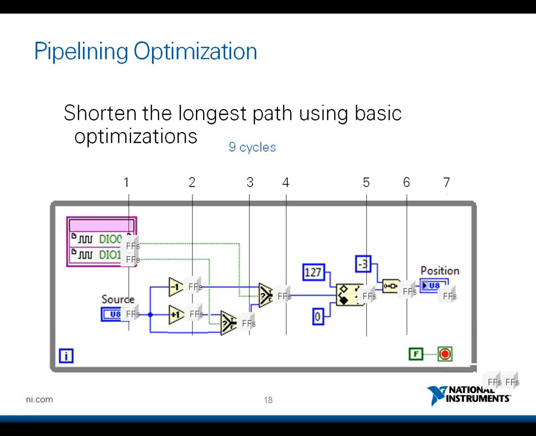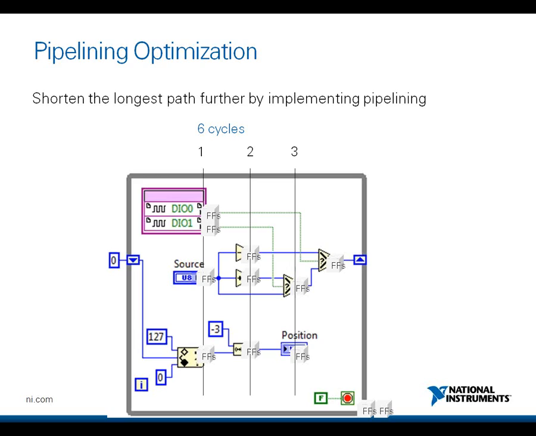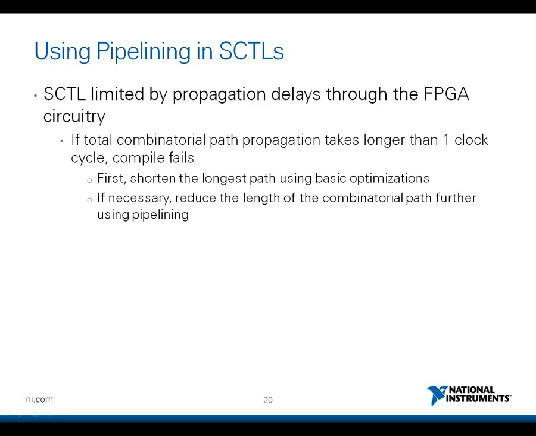Okay. Now what we can do is we can use pipelining and break the code into 2 parts. Now this code executes in 6 cycles. So we have reduced the number of cycles from 12 to 6 now. Now we'll move towards using pipelining in SCTL.